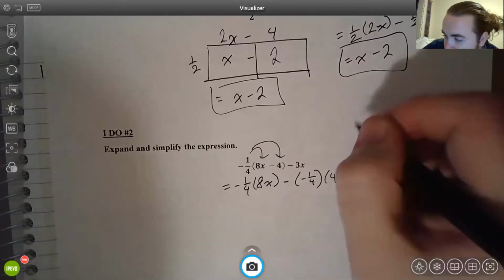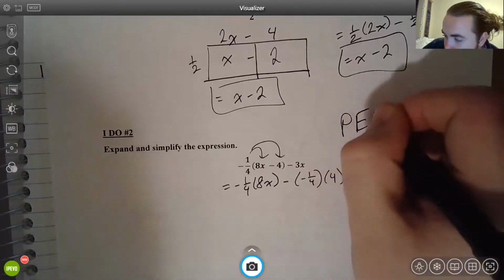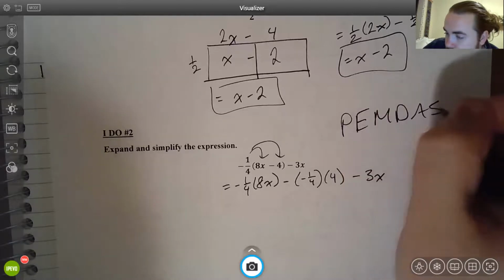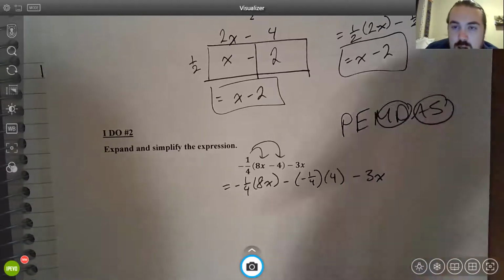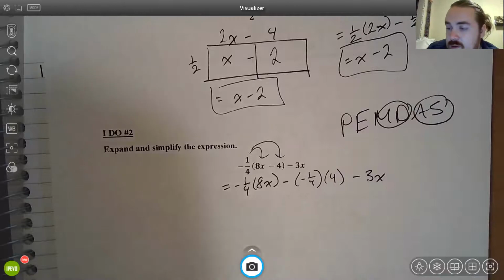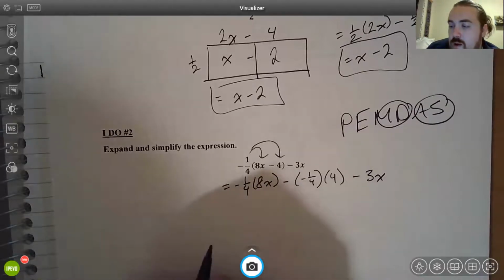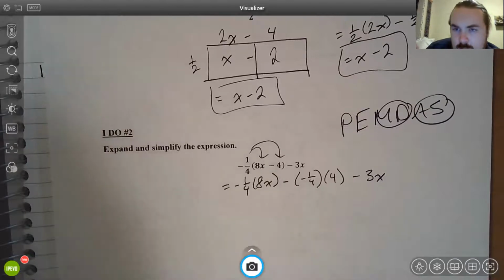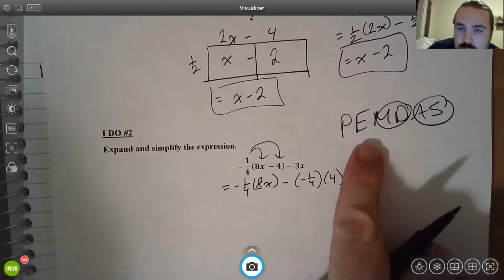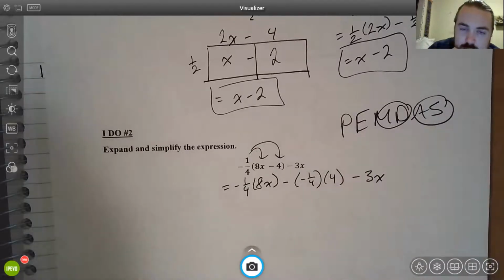Order of operations, PEMDAS, circle MD, circle AS. Whether you're solving these in a notebook or in the packet, I expect that each page has PEMDAS on it with MD and AS circled. That should be a prerequisite.